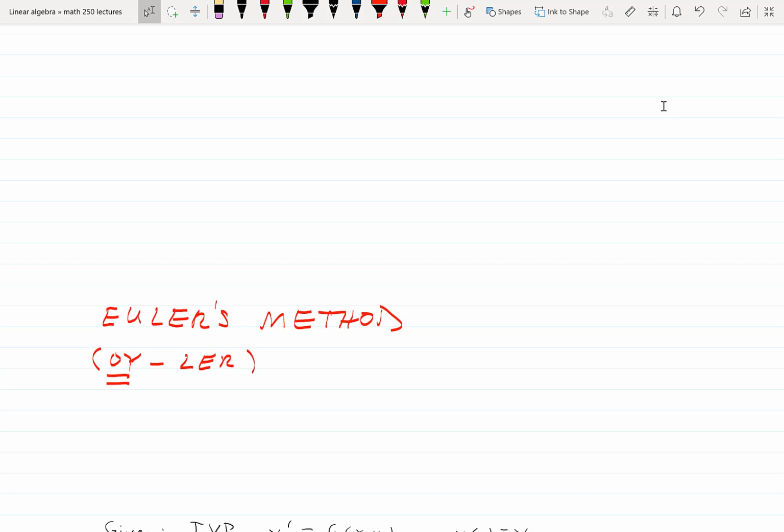Euler's method: the name Euler is pronounced "Oiler," even though it looks like "Yuler." Okay, so what is Euler's method? Besides a method that doesn't seem to correspond with the name sounding the way it's spelled?